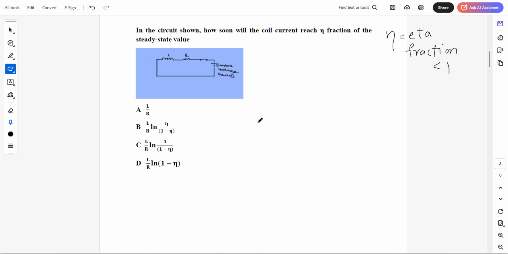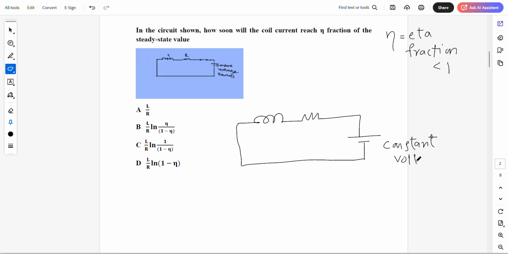They have given one inductor and one resistor, and it is connected to a constant voltage source. This is R, this is L, and let us say the constant voltage source is V.